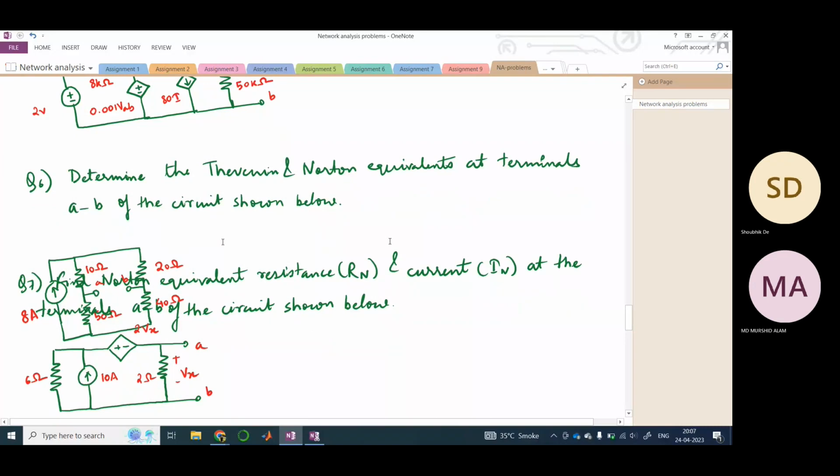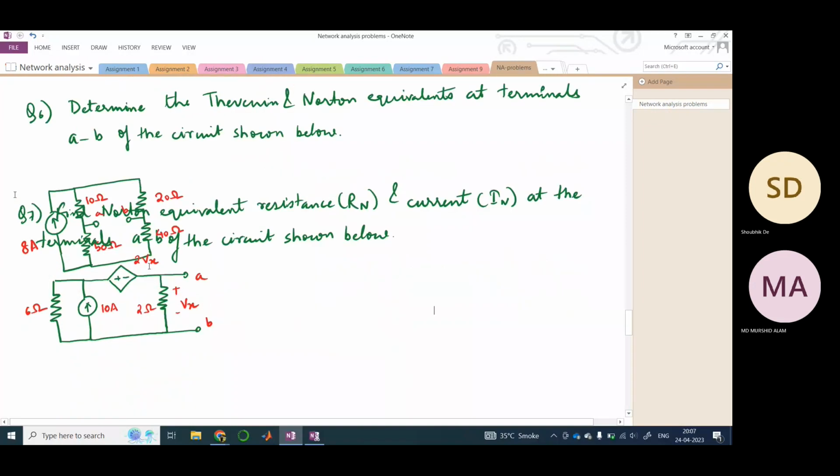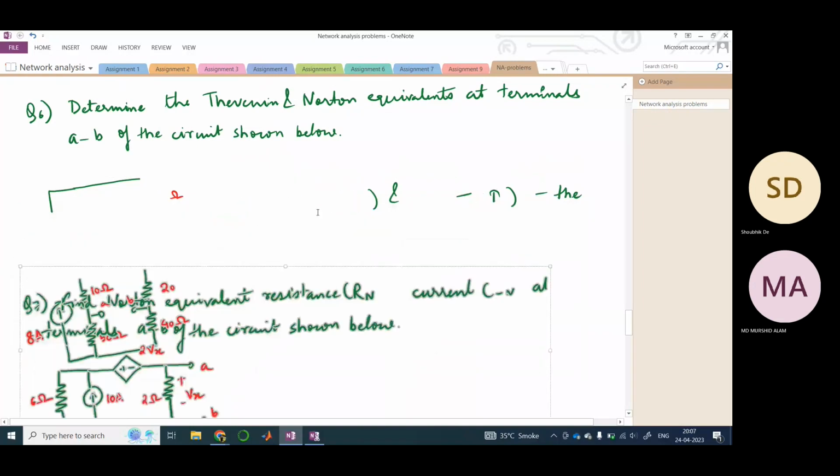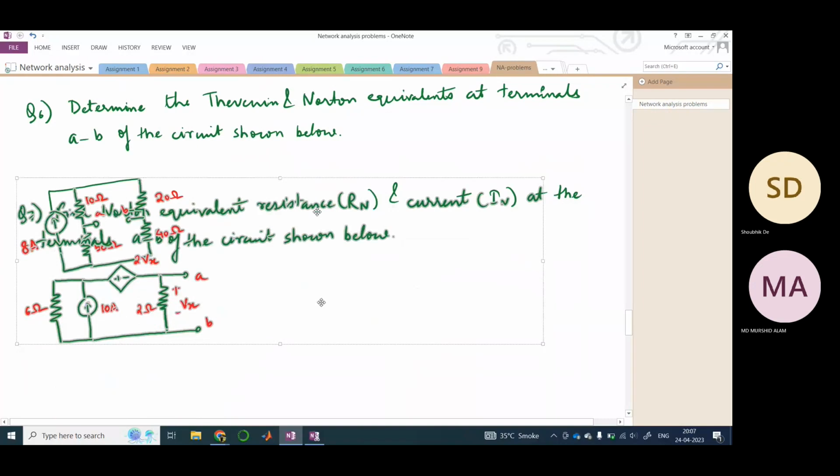So this question got mixed up here. Just a minute. Anyway, so just this thing downwards. Okay, so let me redraw the circuit for this question.